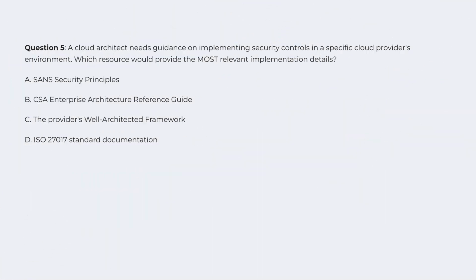Question 5. A cloud architect needs guidance on implementing security controls in a specific cloud provider's environment. Which resource would provide the most relevant implementation details? A. SANS Security Principles. B. CSA Enterprise Architecture Reference Guide. C. The provider's well-architected framework. D. ISO 27017 standard documentation.